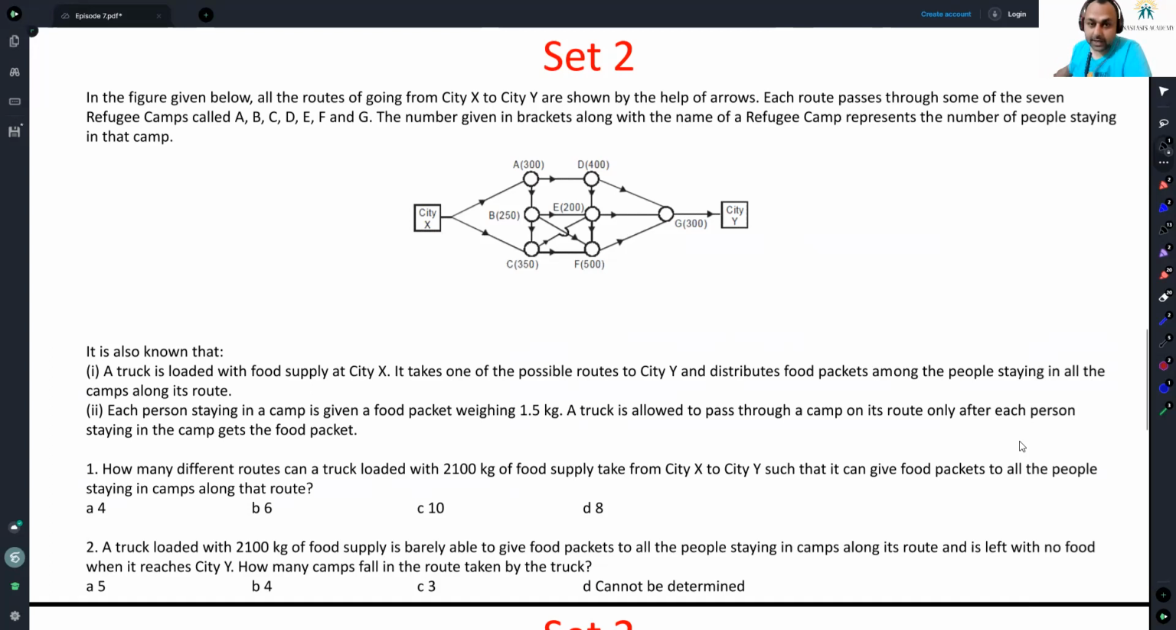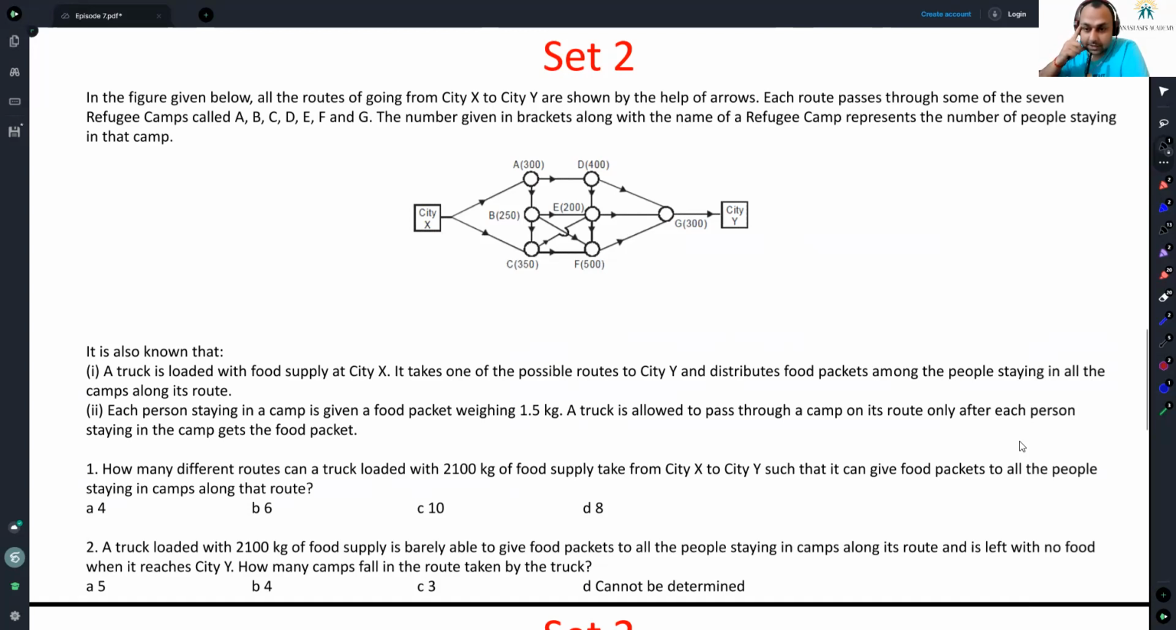Then this looks like a network diagram kind of set. Let's see. It is known that a truck is loaded with food supply at city X. It takes one of the possible routes to city Y and distributes food packets among the people staying in all the camps along its route. Cool. So whichever refugee camp you are passing by, you give food to that camp. Each person staying in the camp is given a food packet weighing 1.5 kg. Okay. So previously we had count of people, but when it comes to food, it has to be 1.5 times that. So number of people and the amount of food used up, these are two different numbers that we have to take care of.